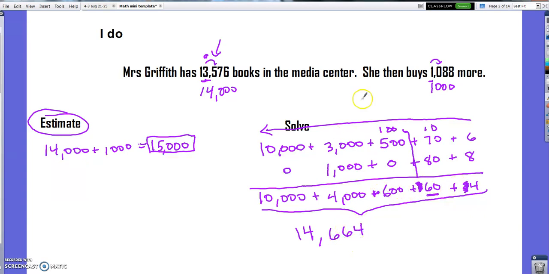So after she buys these books, she'll have 14,664 books. Check my estimate. Is that reasonably close to my estimate? I think it is, so I'm going to trust that that's okay. All right, let's do one together.